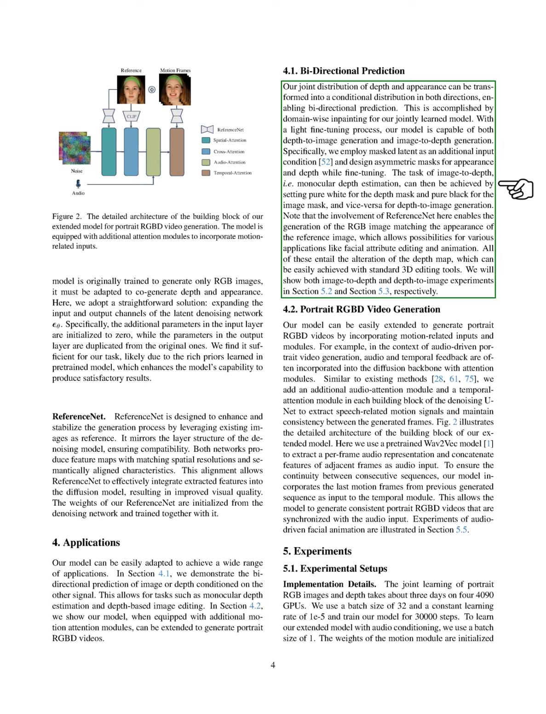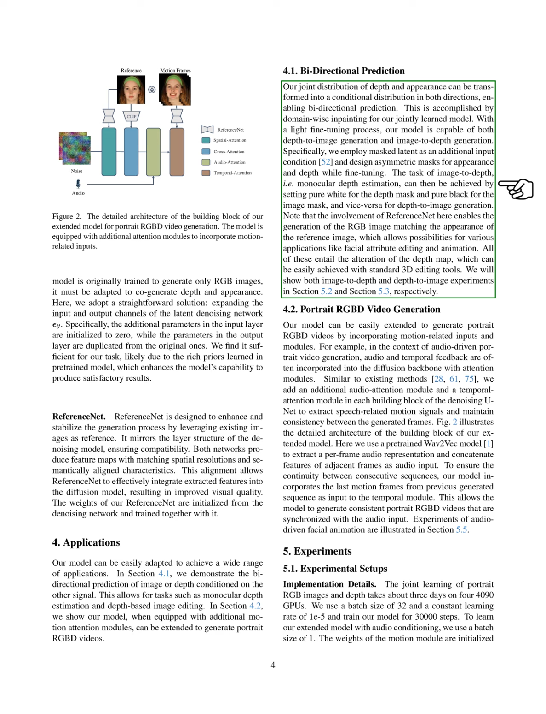For bidirectional prediction, our joint distribution of depth and appearance can be transformed into a conditional distribution in both directions. We achieve this through domain-wise inpainting in our jointly learned model. With a simple fine-tuning process, our model can generate images from depth and vice versa. Specifically, we use masked latent inputs and design different masks for appearance and depth during fine-tuning. For image-to-depth tasks, we set the depth mask to pure white and the image mask to pure black, and we reverse this for depth-to-image generation.